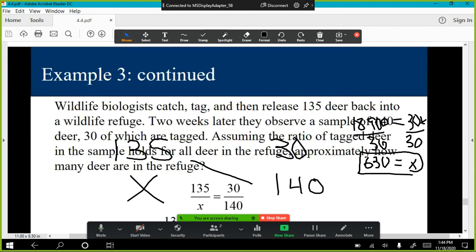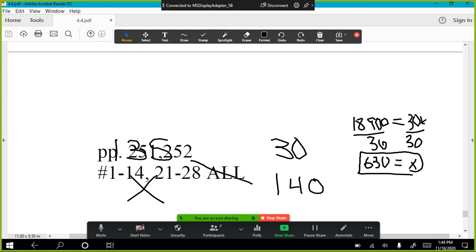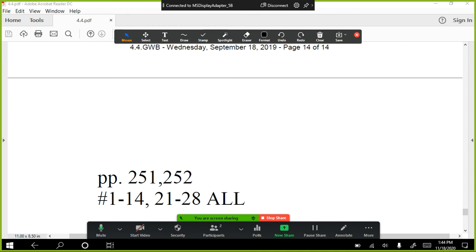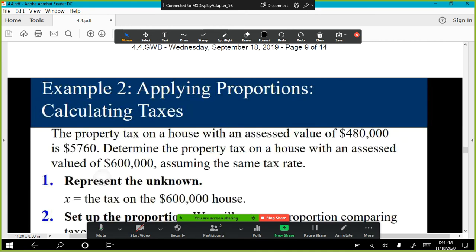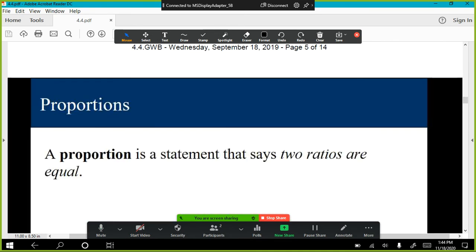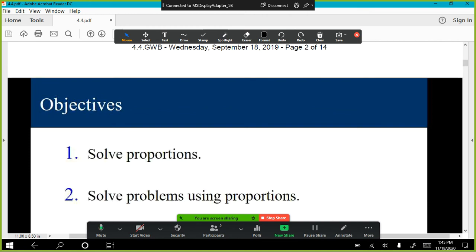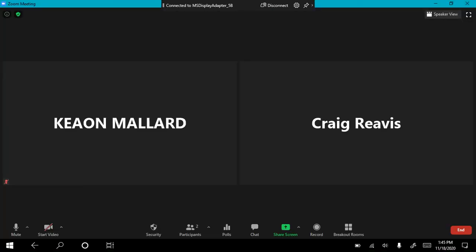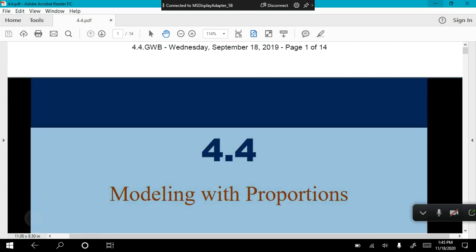Let's see if there's anything else. I think that is probably it. Yep, that's it. So I will open up section 4.4. I will open it up, and y'all have that to work on.